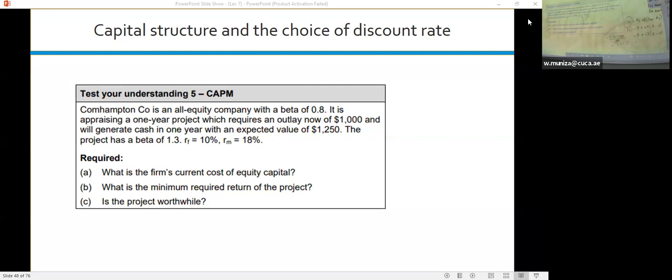So essentially there is no formula except this CAPM, and you can conclude whether the project is worthwhile or not by applying this NPV divided by initial outlay.